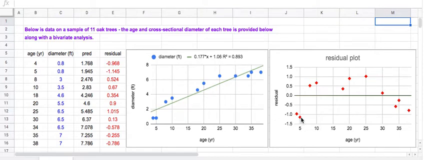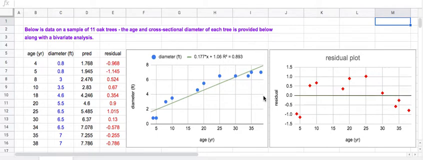We call this curvature, where you've got residuals below, and then a whole group of residuals above the line, and then another group of residuals below the line. We like to see a random scattering of residuals both above and below the line. And we really don't have that here. Again, we refer to this as curvature. There's a curvature to the residuals. And that suggests that using a line to describe this relationship between age and diameter is probably not the best model.